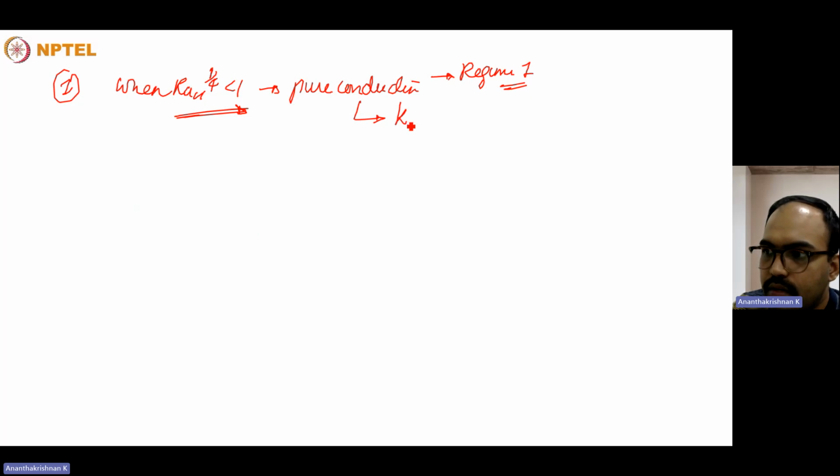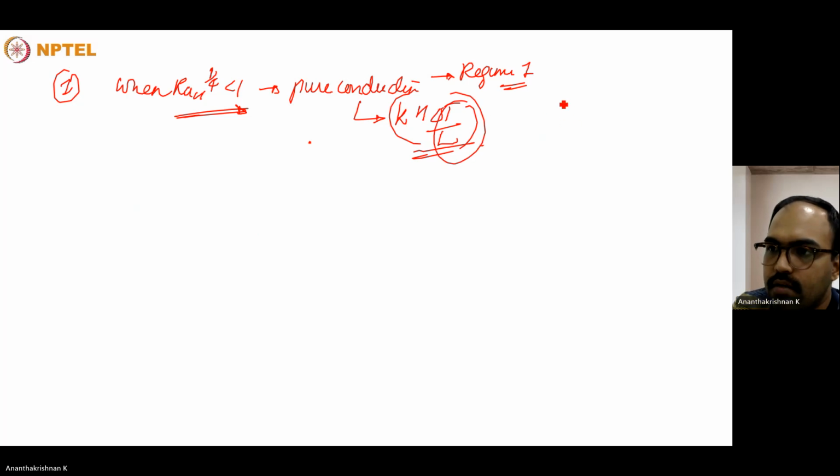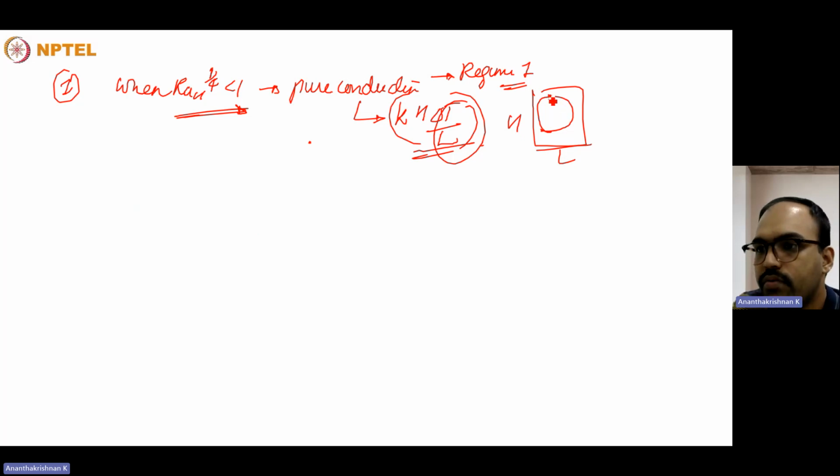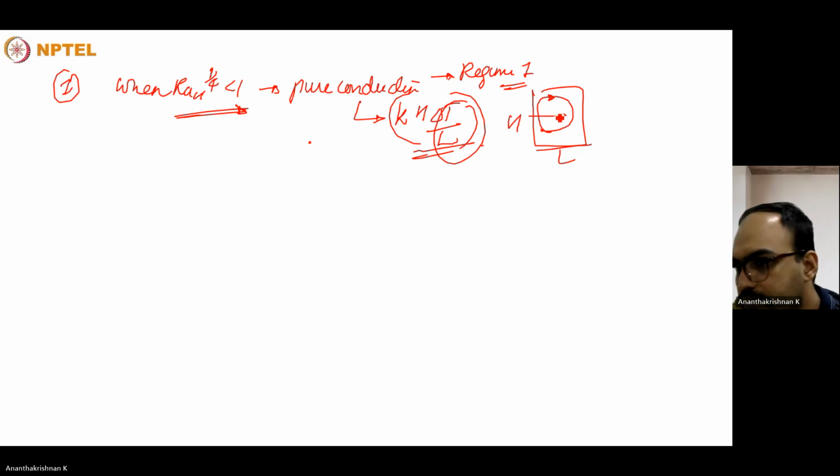So in this case, your conduction, from left to right, will be K into H into delta T divided by L. The horizontal temperature gradient will be delta T divided by L. If this is the L and this is the H, in this regime there could be some circulation, but that doesn't add to the total heat transfer. So the heat transfer happens from left to right. This is the pure conduction case that we have seen in the second question.